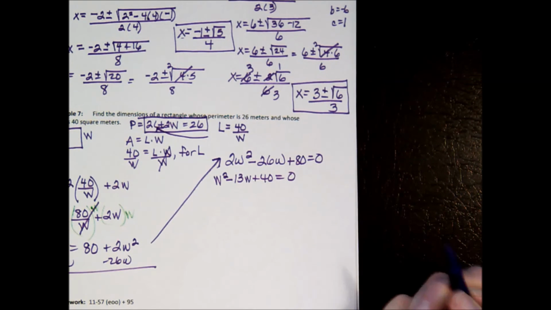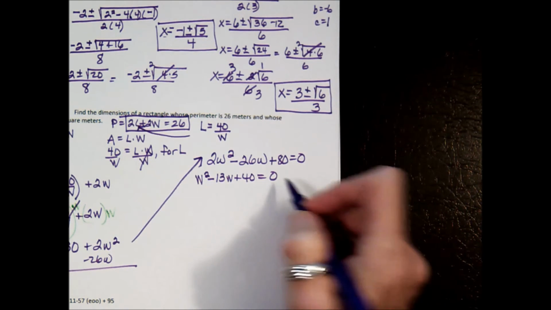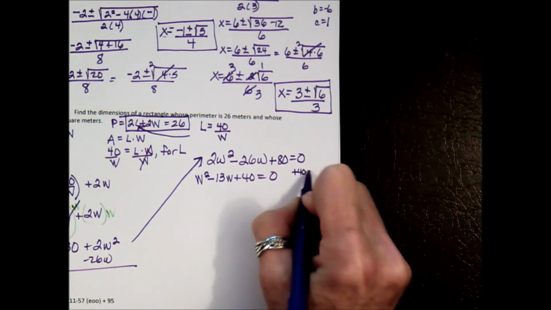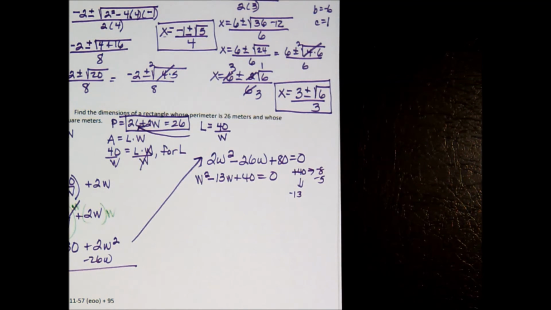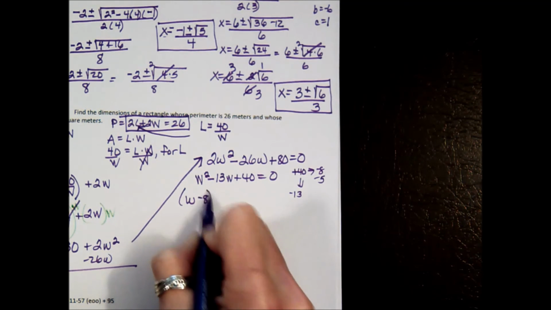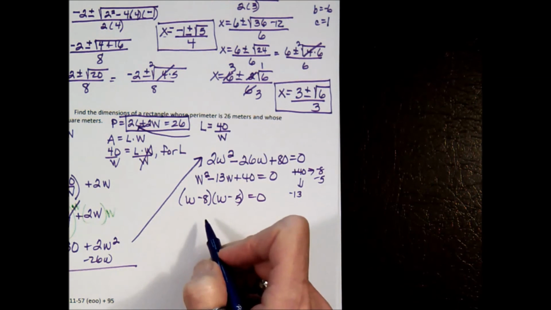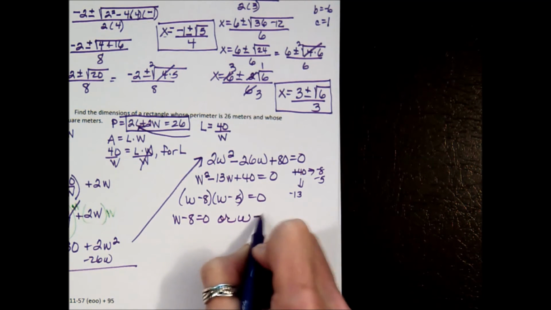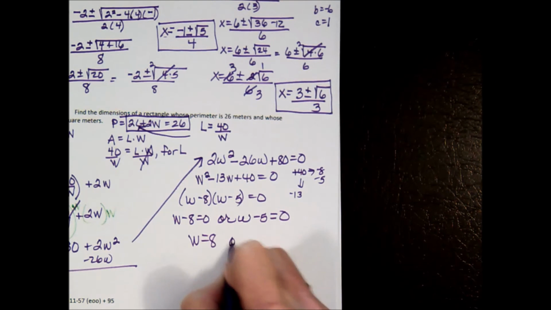Now I have a short process factoring instead of a long, because I could factor out that 2. So I'm looking for factors of positive 40 that combine to make negative 13. That's negative 8 and negative 5. So I'm going to say W minus 8, W minus 5 equals 0. Now we use the 0 factor property. So W minus 8 equals 0, or W minus 5 equals 0. Solve those, and I get the width could be 8, or the width could be 5.